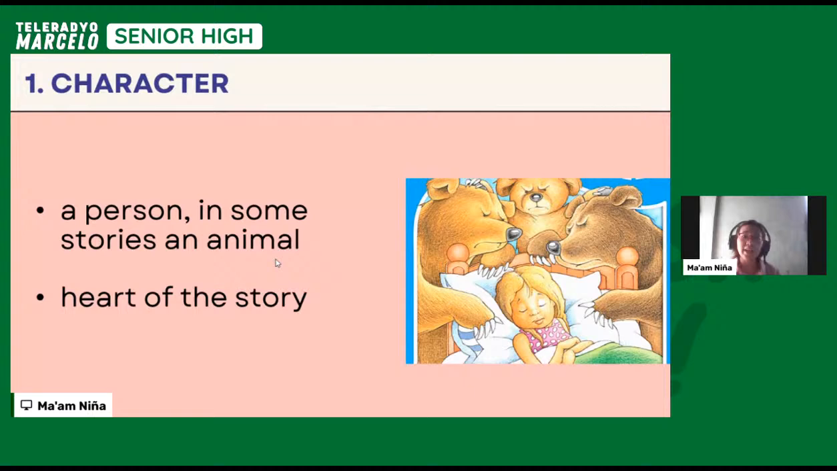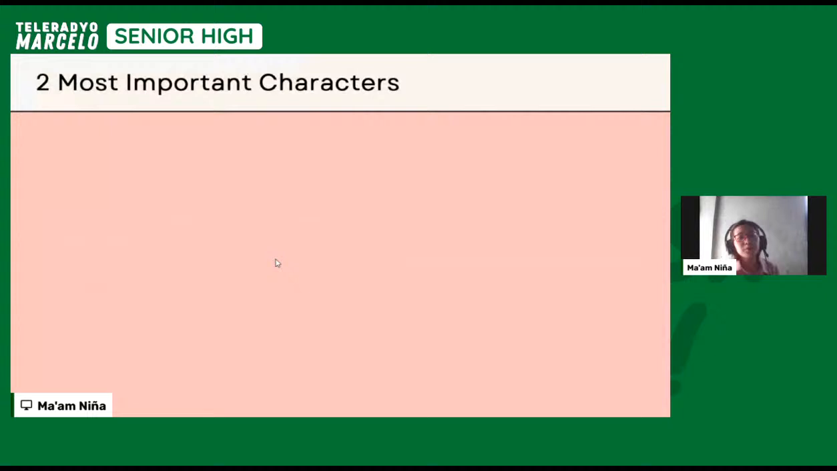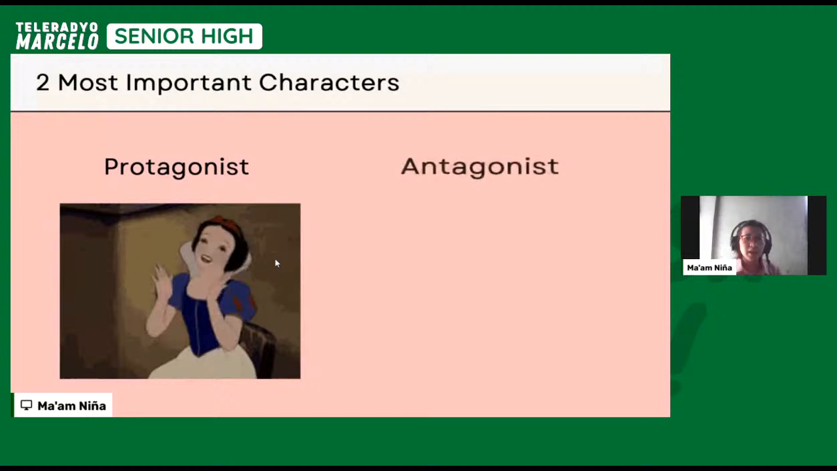A character could be a person. In some stories, it could also be an animal. They usually take part in the action of the story or other literary work. The way an author develops the character in a story is very important, and for me, it's very crucial in making the story appealing to the readers. It is said that the heart of the story is really the characters. There are also two most important characters in the short story: the protagonist and the antagonist.